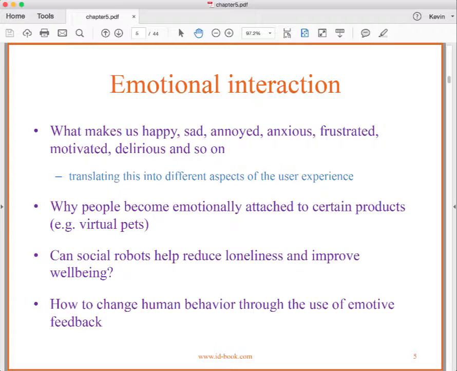So let's talk about emotional interaction. What makes us happy, sad, annoyed, anxious, frustrated, motivated, so on? Well, depending upon the feelings that are elicited, we're going to get a different user experience. We also know that people have a tendency to become attached to certain products, maybe something like a virtual pet. So we're kind of interested in, is there some emotional dimension to that interaction that makes that likely to happen?